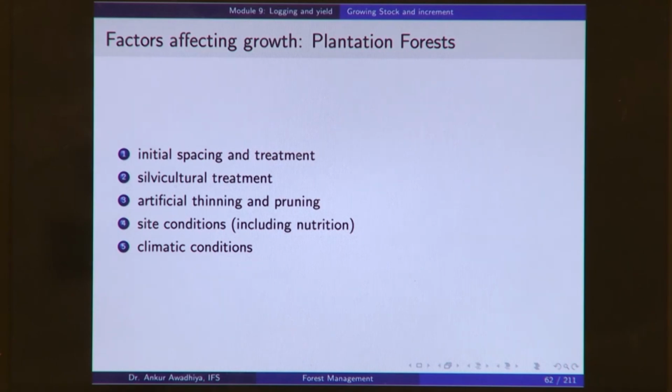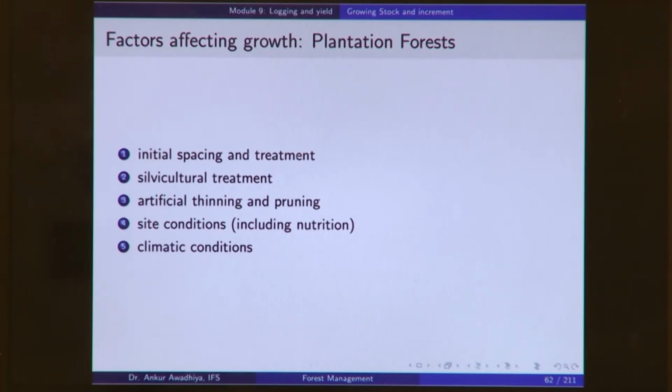Now, similarly, in the plantation forest, the growth is dependent upon the initial spacing and treatment, the silvicultural treatments that are applied, artificial thinning and pruning, site conditions and the climatic conditions. So, here we can see that the growth is dependent on a number of factors both in natural forests as well as plantations.